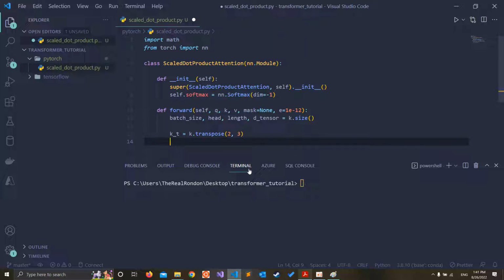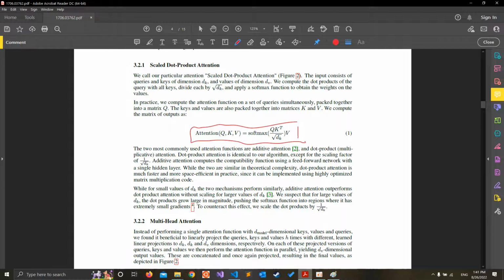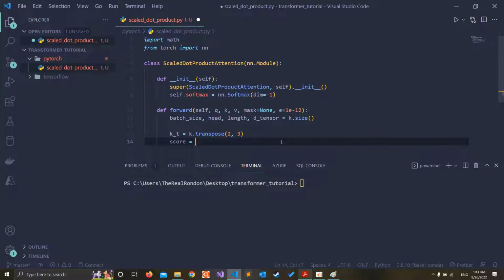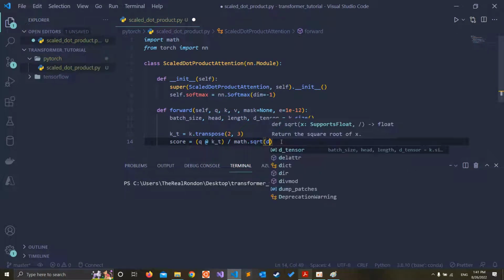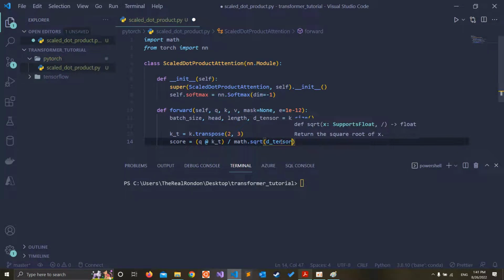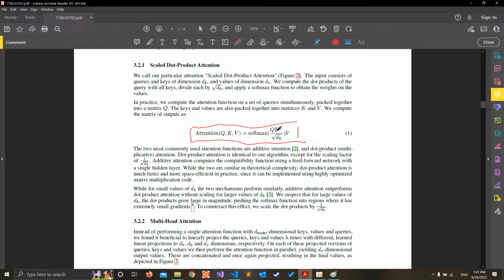Now we are going to find the score. Score is somehow the thing that's happening in this softmax. So we are going to say Q multiplied by this transpose vector, and then we divide by the square root of that dimension dk of the tensor, and we calculate that here. We calculated this as a score.